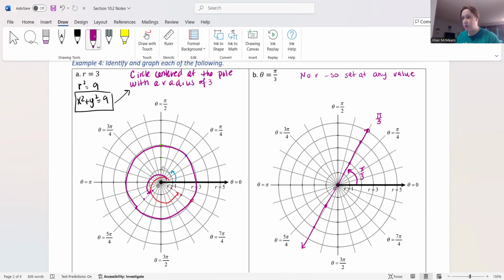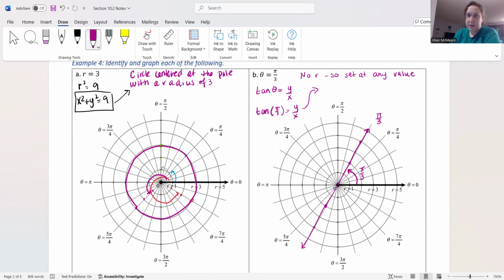Now, converting this one to its rectangular form is a little bit weird, but what we do know is that we have this relationship that tangent of theta is equal to y over x. Well, we have a value for theta. So we're like, okay, well, tangent of pi over 3, that's our theta, has to equal y over x. Okay, well, what is tangent of pi over 3?